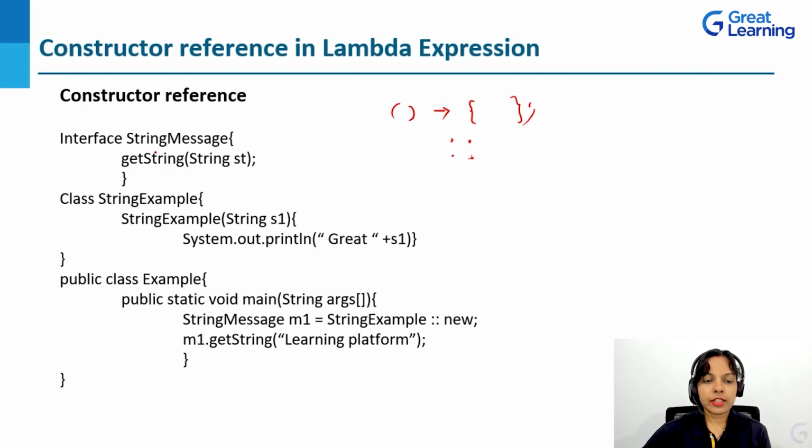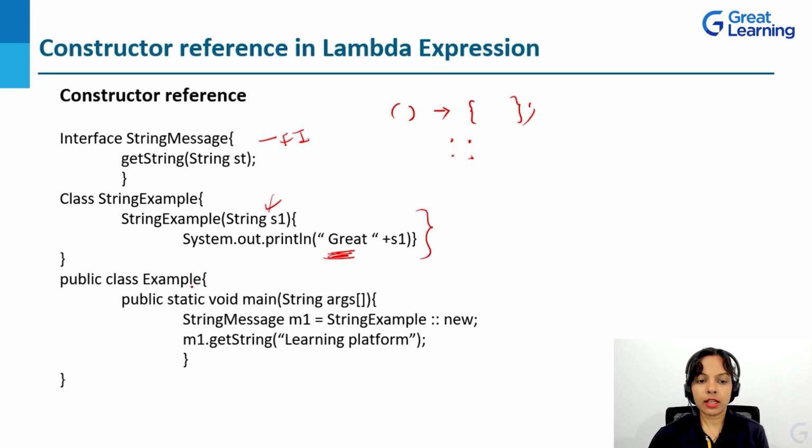This is an interface defined here, String Message, having one abstract method. So it is a functional interface, right? I have written FI for functional interface. This is the StringExample class having constructor StringExample, which takes a single parameter. And here in the constructor, it is appending the string that is passed in this constructor with the already existing string. Okay, so this is the functionality for this constructor.